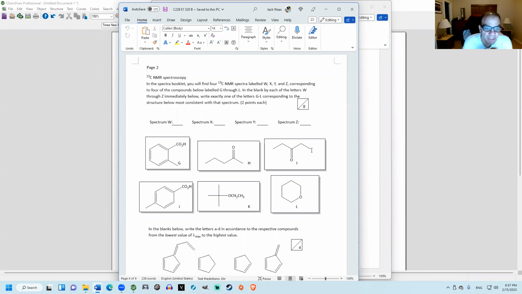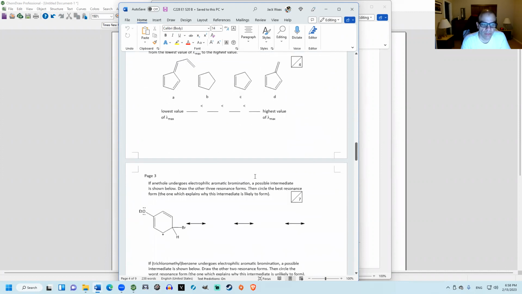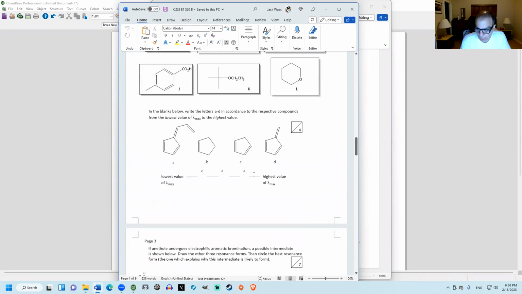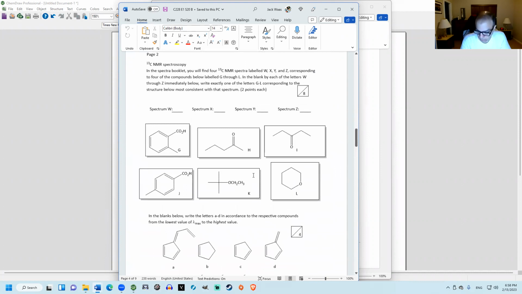What about K? K is not one of them. K would have 1, 2, 3, 4 types of carbon. All 3 of these methyl groups are the same. Isn't that an O double bond C? No, these are single bonds to oxygen. Spectrum Y was L. Let's see. Yes, spectrum Y is L.